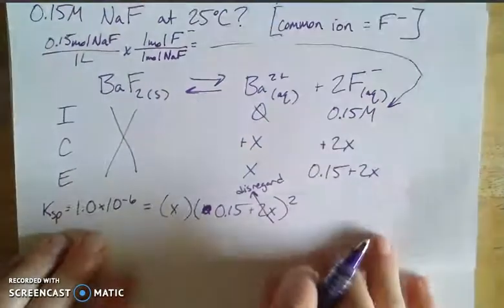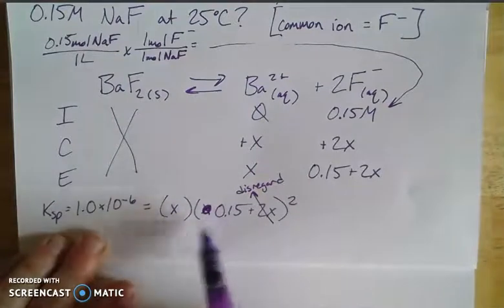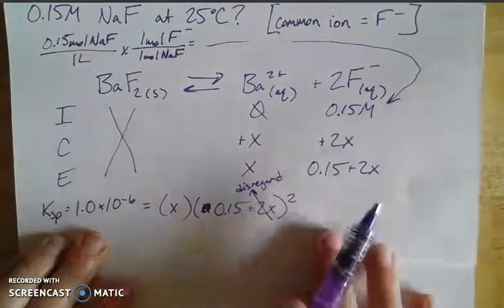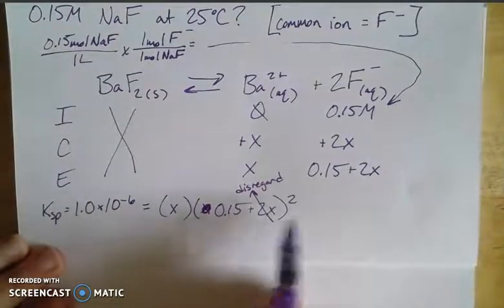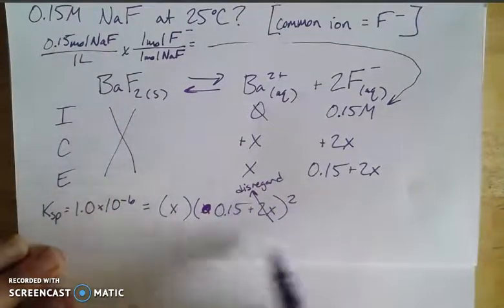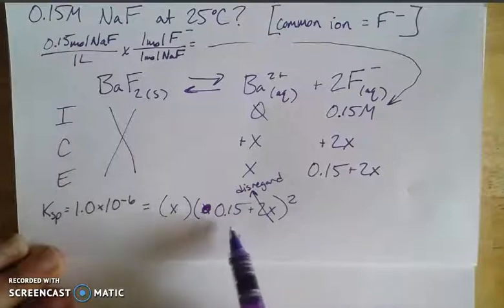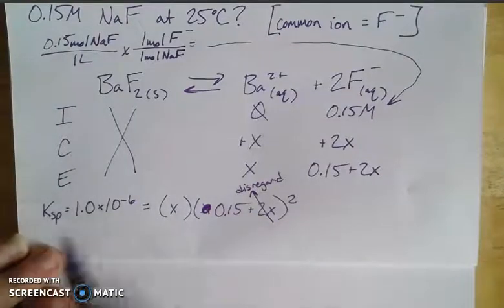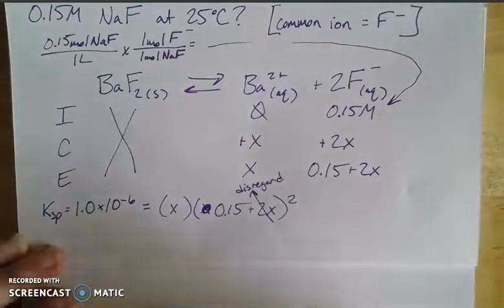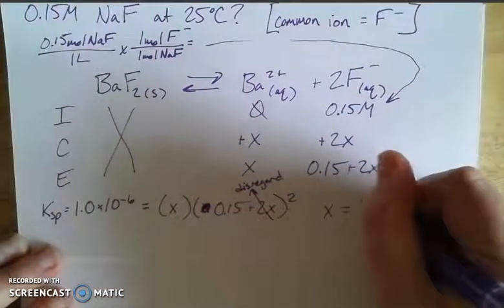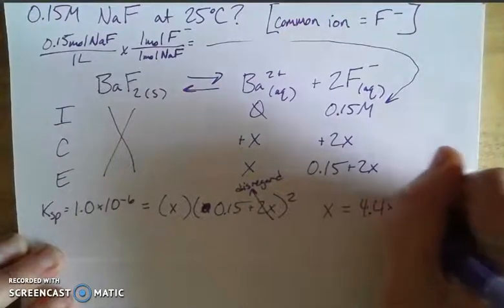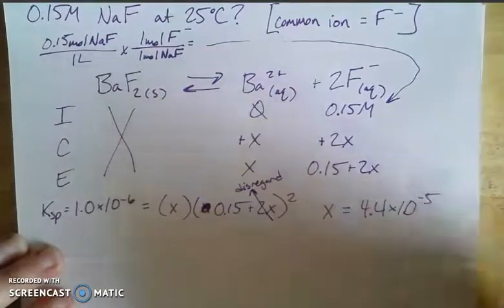Now I can't just disregard any X's. I'm disregarding this one with respect to the concentration because of significant figures and rounding. So now I have 0.15 squared, with all my markings in here, sorry. Okay, so 0.15 squared times X is equal to this value. And so when I rearrange and do my math here, then I end up with X equal to 4.4 times 10 to the negative 5.